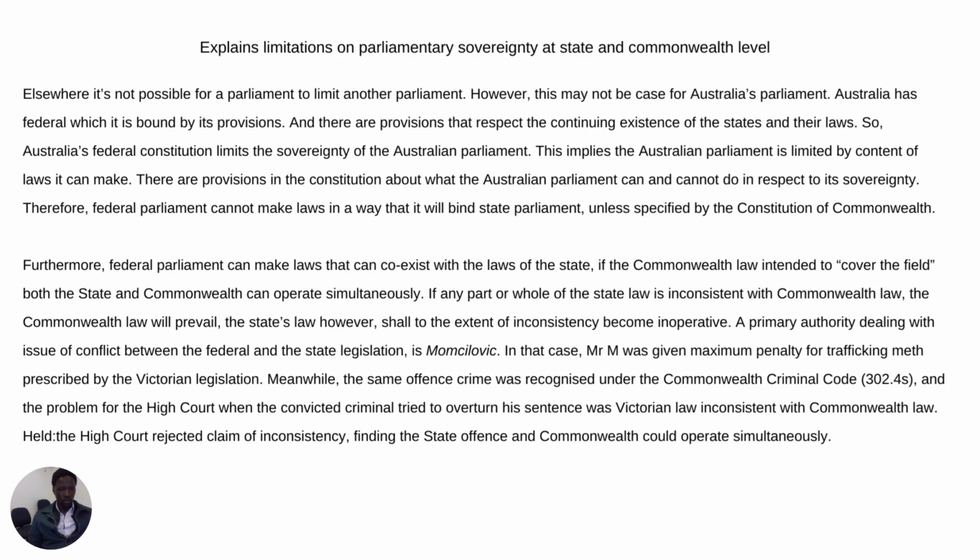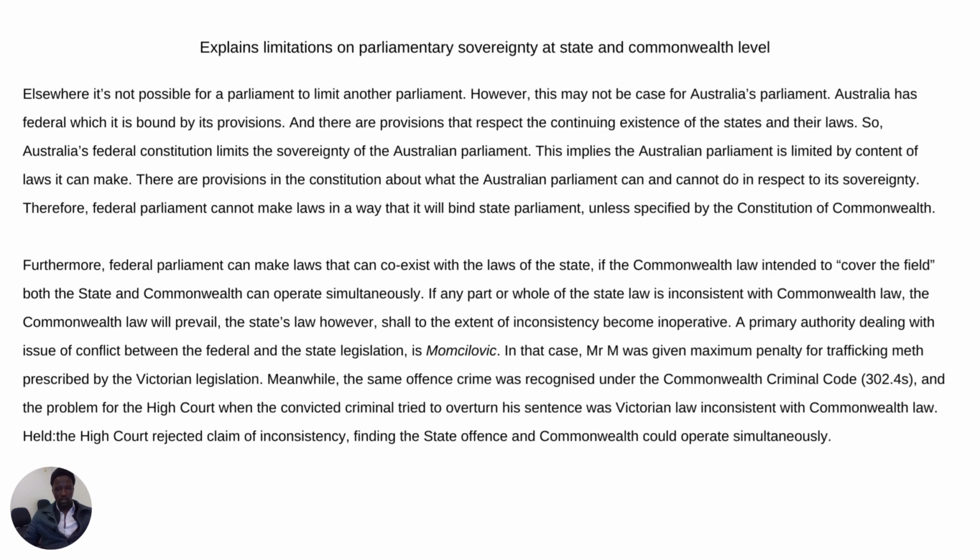So furthermore, federal parliament can make laws that can coexist with the laws of the state. So if the Commonwealth law is intended to cover the field, both the state and Commonwealth can operate simultaneously. If any part or whole of the state law is inconsistent with the Commonwealth law, the Commonwealth law will always prevail. So the state's law, to the extent of its inconsistency, becomes inoperative. A primary authority dealing with the issue of conflict between the federal and the state legislation is the case of Momcilovic.